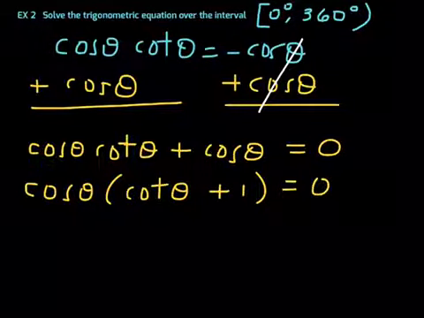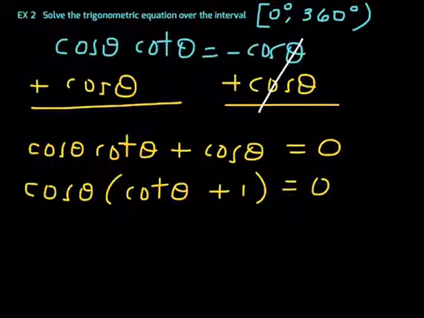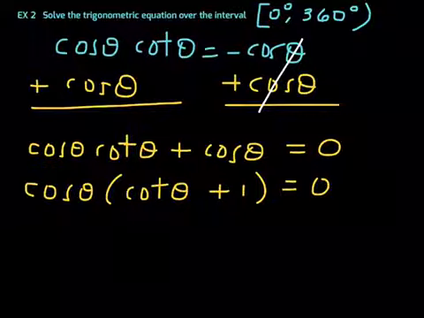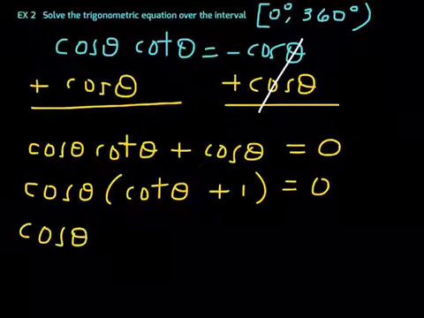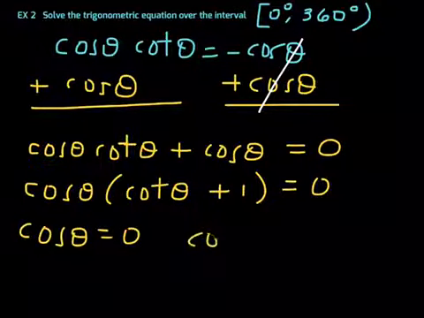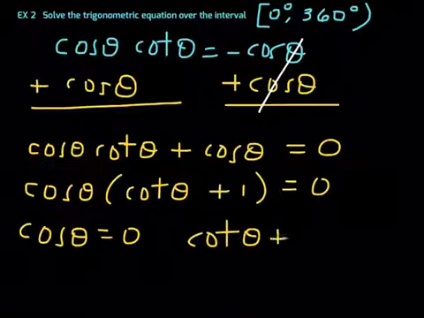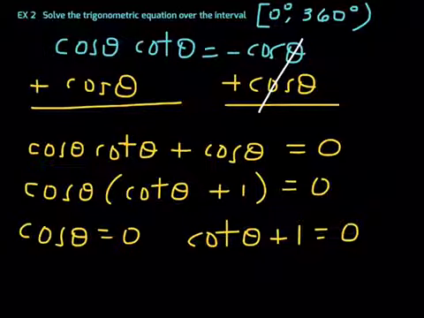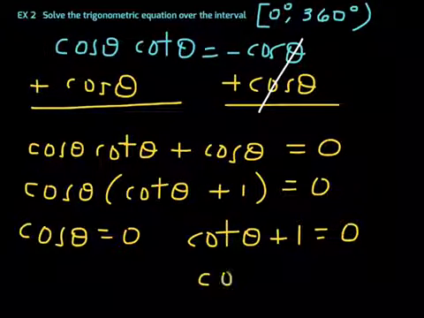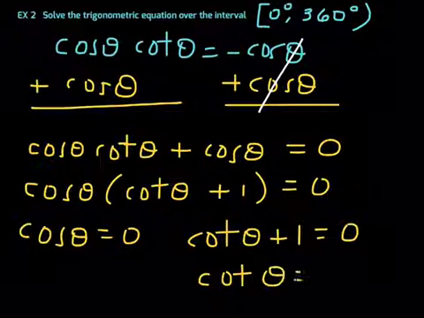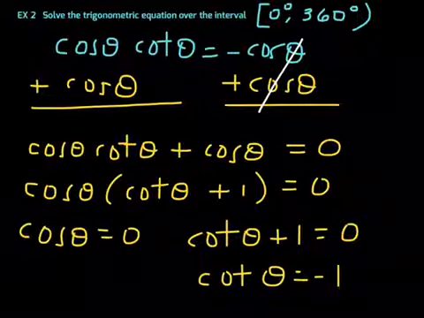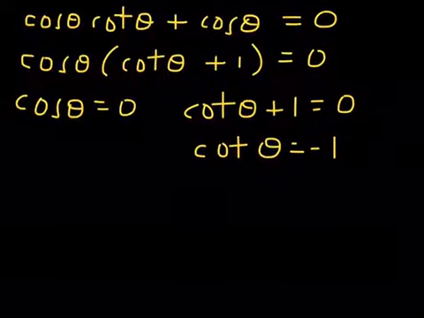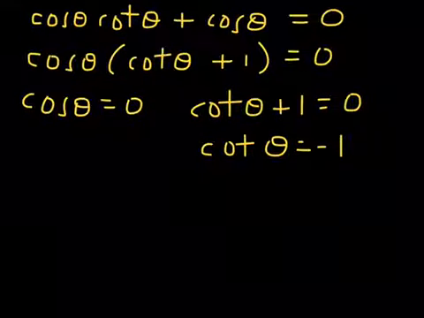You remember using the zero factor property in your algebra studies? You would set each factor equal to 0 and solve. I have cosine of theta is equal to 0, or cotangent of theta is equal to negative 1. All right, so we have these two statements. Now remember, you're solving in the interval 0 to 360 degrees.